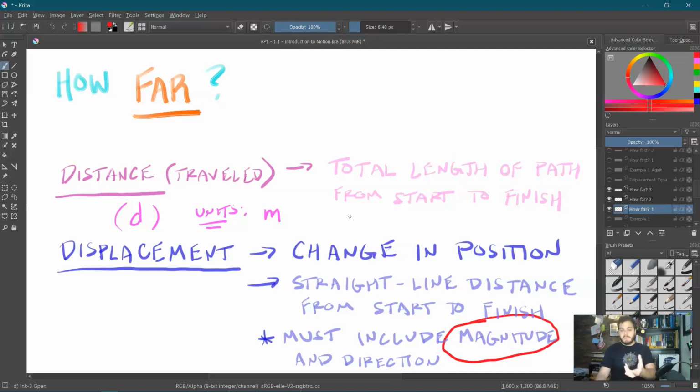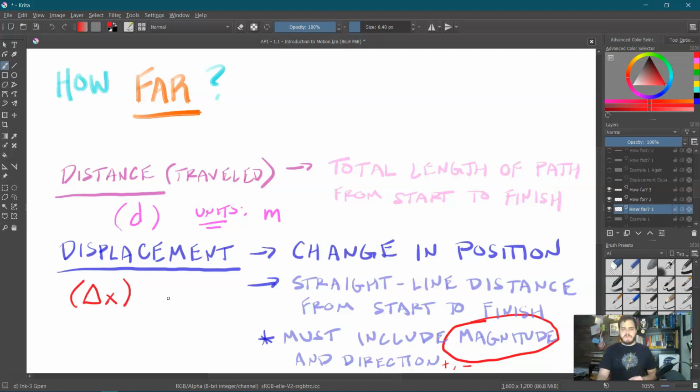It has to have a number and a direction. And typically speaking, our directions are going to be positive and negative. You could say right and left or something like that, but positive and negative are way more universal. Quick note, displacement, the variable is delta x.